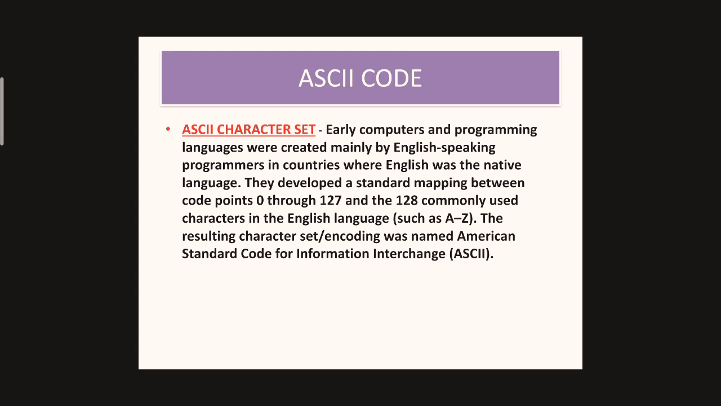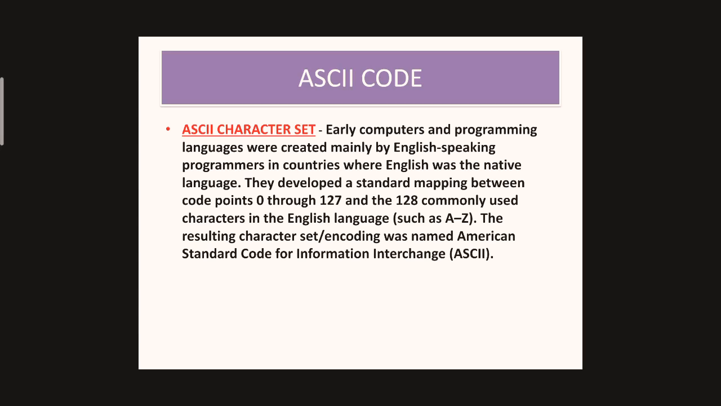Early computers and programming languages were created mainly by English-speaking programmers in countries where English was the native language. So they developed a standard mapping between code points 0 through 127 and the 128 commonly used characters in the English language, such as A to Z. The resultant character set or encoding was named American Standard Code for Information Interchange.